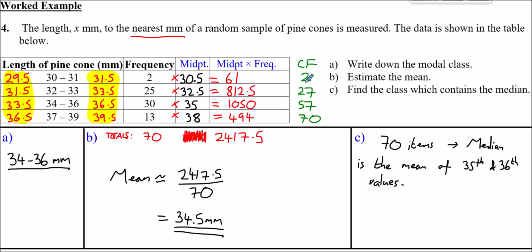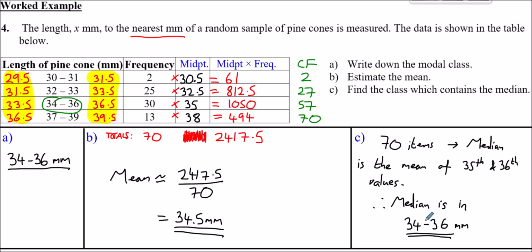And we stop and read off at the first value that exceeds 36. 2 is too small. 27 is too small. 57 is the first one that exceeds 36. And so, therefore, the median must be in this one which has 57 as the cumulative frequency. So read along, it's this interval here, from 34 to 36. So therefore the median is in the interval from 34 to 36 millimeters. And that's all of them finished.